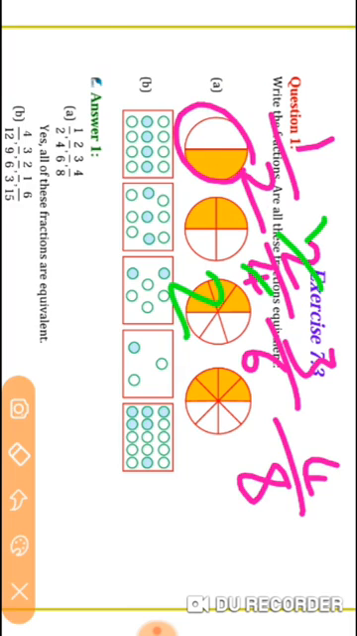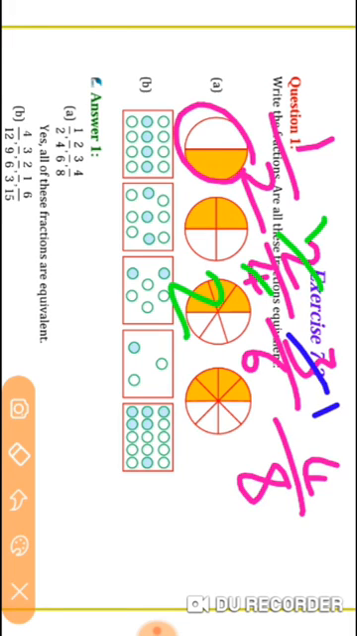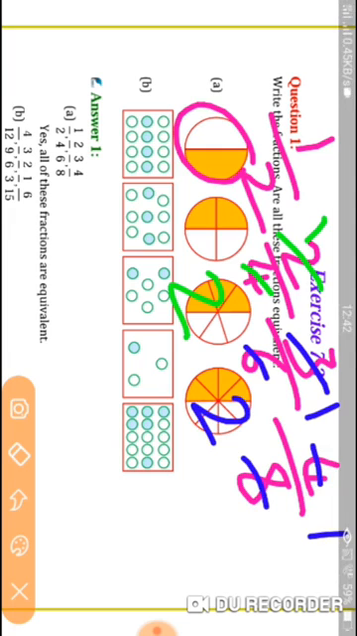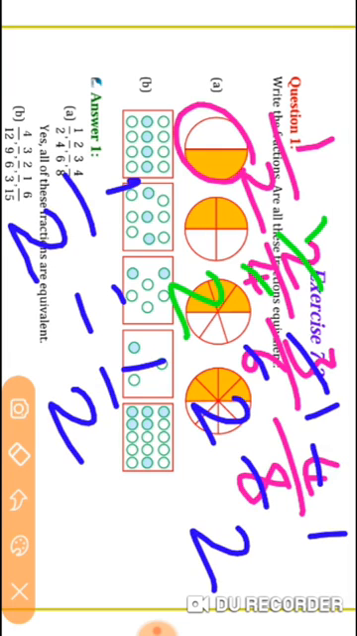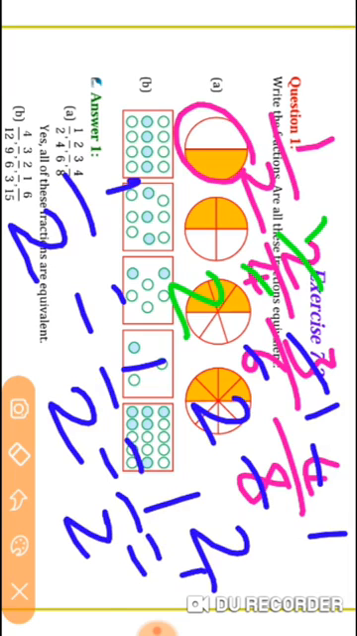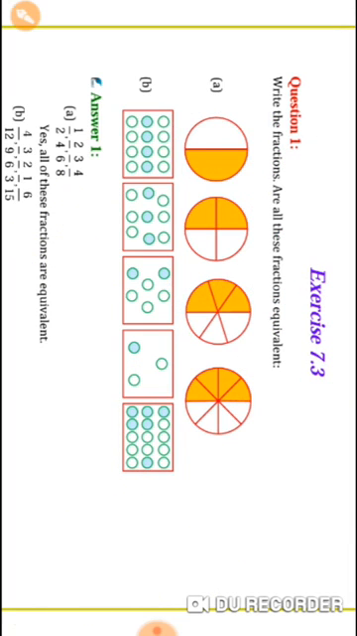See, it came as 1 by 2 itself. Again, 3 ones are 3, 3 twos are 6. See, 1 by 2 came. 4 ones are 4, 4 twos are 8. See, all are 1 by 2, isn't it? All the simplification is done to 1 by 2 itself, so these all are equivalent. Yes, these all are equivalent fractions.